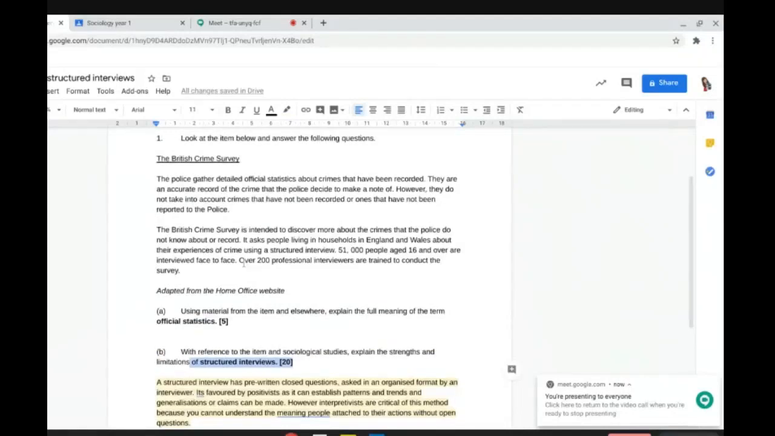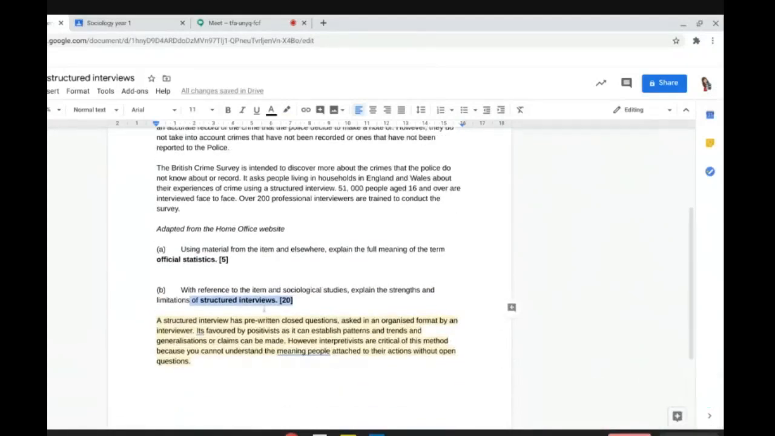You can't get full marks without it. So we start off with the structured interview with a clear definition. A structured interview has pre-written closed questions. It's asked in a formalized format by an interviewer. That's my clear definition.